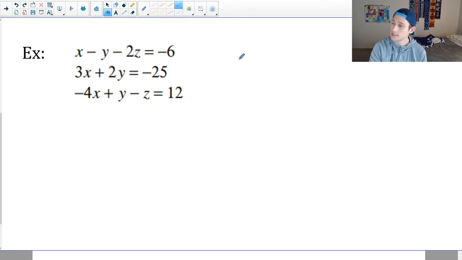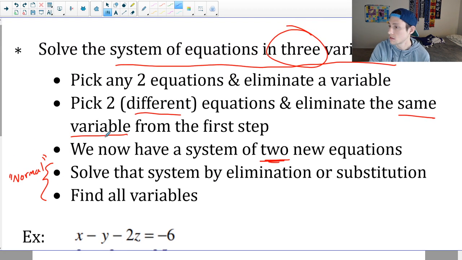Okay, so the first thing I need to do is make a decision about what variable I want to eliminate. Can I show the steps again? Yes, sir. Pick 2 equations, eliminate. Pick 2 others, eliminate again. We now have a system. Solve the system like normal, using regular elimination or substitution, like we've done before.